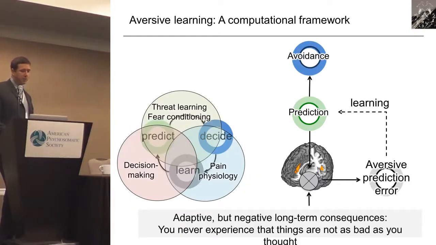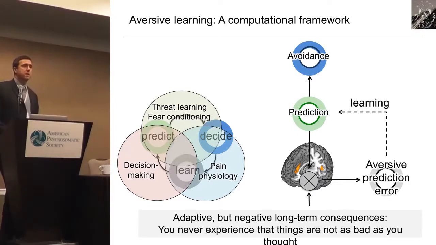So there's this cycle, predict, decide, learn, that really ties together three different literatures in a way. It ties together work on threat learning and fear conditioning, work on pain physiology, and work on decision making in this cycle, which are usually treated in separate literatures. This is, of course, adaptive, but there are negative long-term consequences of avoiding too many things because you never go back and experience the things that you decided were bad and you're not going to do again, right? So there's a classic problem that you short-circuit the learning process.